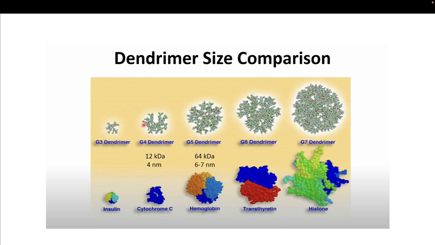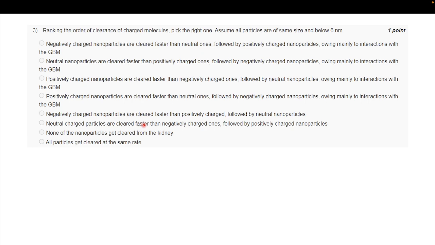Okay, if there are no doubts, then I'll move towards the next question. The next is we have to rank the order of clearance of charged molecules, assuming all particles are of same size and below 6 nanometer. So this relates with the clearance of particles via kidneys. So if you have read about it or attended the lecture, you'll be able to answer this. I'll wait for a few minutes for you to go through all the options and then we can discuss.